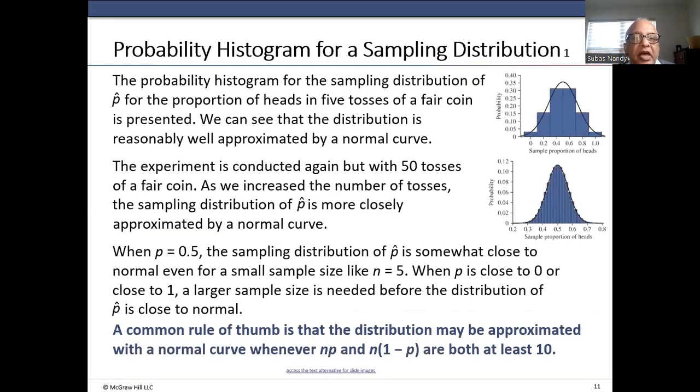Probability histogram for a sampling distribution. The probability histogram for the sampling distribution of p hat for the proportion of heads in 5 tosses of a fair coin is presented. We can see that the distribution is reasonably well approximated by a normal curve. Okay, so that is the top curve.